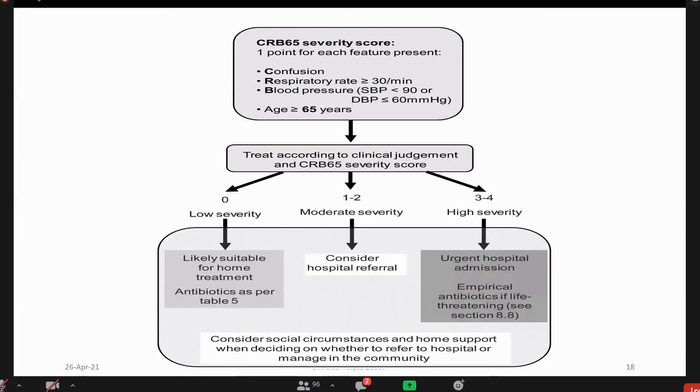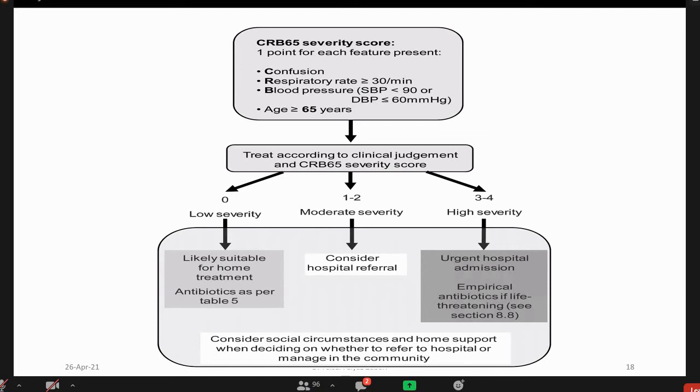The CRB65 does not have any laboratory variable. Confusion can be assessed clinically, especially by doing a mental score. Respiratory rate is from clinical examination; simply count it. Blood pressure, you can take in the clinic. Age, you can ask in the history. So no laboratory investigation is required. The beauty of this score is that no laboratory test is required to calculate it, so it can be used in remote areas and primary care health settings, for example.